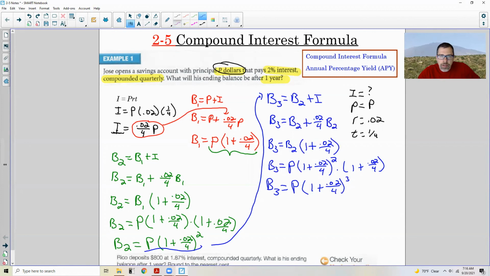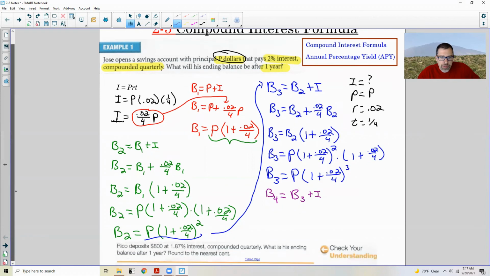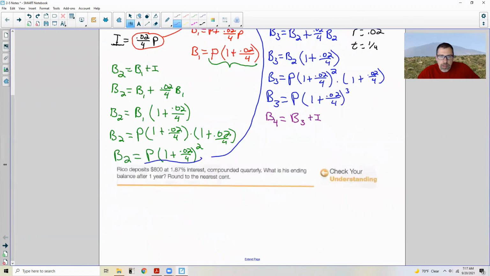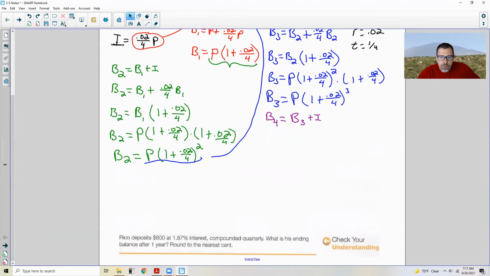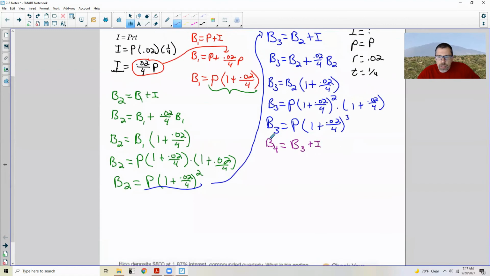All right, and one more time, B sub 4 is going to equal B sub 3 plus interest. All right, let me scroll down here and make some more room. And let me move this down or check for understanding here. All right, so let me just bring this up a little bit like so. So now we have B sub 4 equals B sub 3 plus the interest. So that means B sub 4 is going to equal, and it's really a lot easier just to go up to your steps and see what you did.